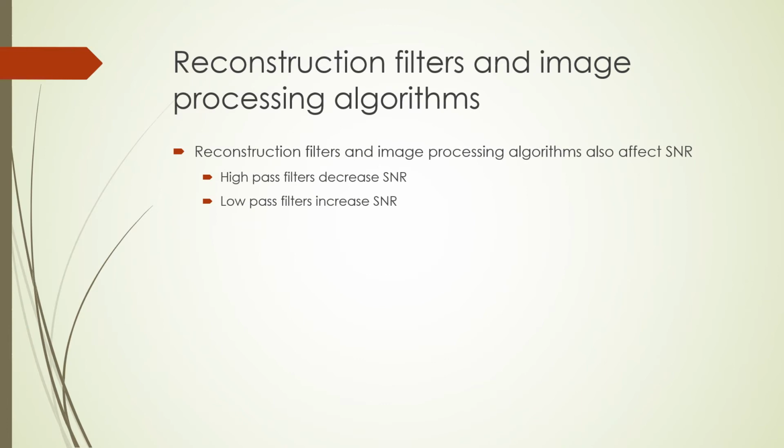Reconstruction filters and image processing algorithms will also affect the signal to noise ratio. High-pass filtration methods generally decrease the signal-to-noise ratio but increase edge definition and so will give a high spatial resolution, while low-pass filtration methods will smooth the image and increase signal-to-noise ratio, but that leads to a decrease in spatial resolution.